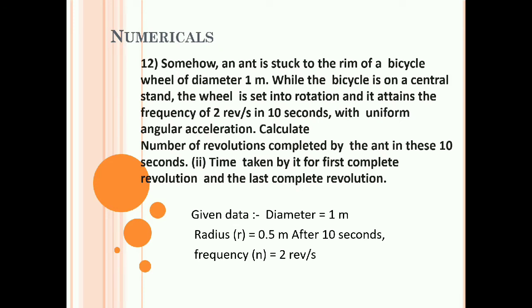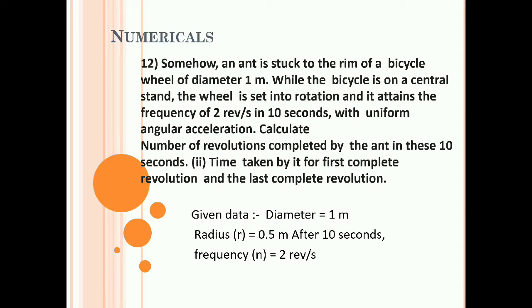Here, an ant is stuck to the rim of a bicycle wheel of diameter 1 meter. While the bicycle is on a central stand, the wheel is set into rotation and it attains the frequency of 2 revolutions per second in 10 seconds with uniform acceleration. Calculate the number of revolutions completed by the ant in these 10 seconds, and the time taken by it for the first complete revolution and the last complete revolution. So this is the numerical given in your textbook, number 12.